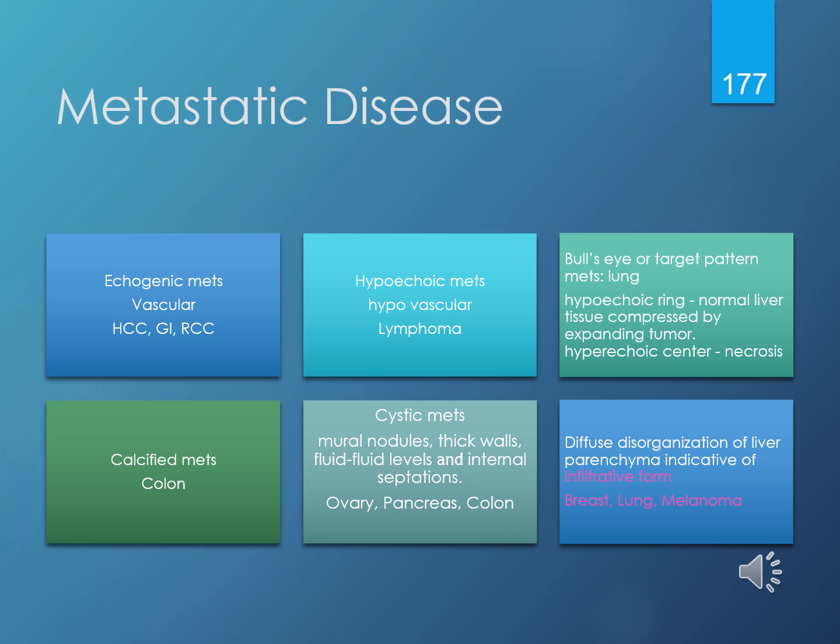Ovaries and pancreas often will have cystic type cancers. So that makes sense. The diffuse disorganization of liver parenchyma is typically indicative of an infiltrative form, and that's going to come from breast and lung, the other 2 common, and melanoma. Breast, lung, melanoma, infiltrative form.